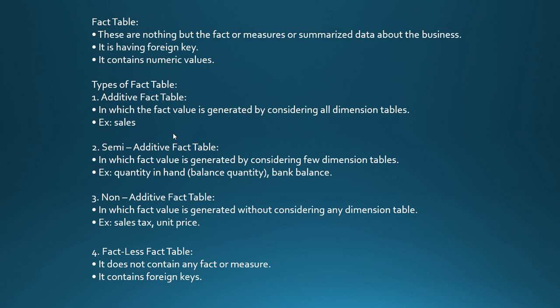Fourth one is factless fact table. It does not contain any measures or facts. It contains only foreign keys. Example, customer visiting list.